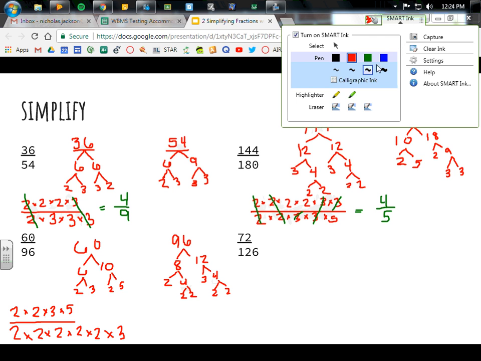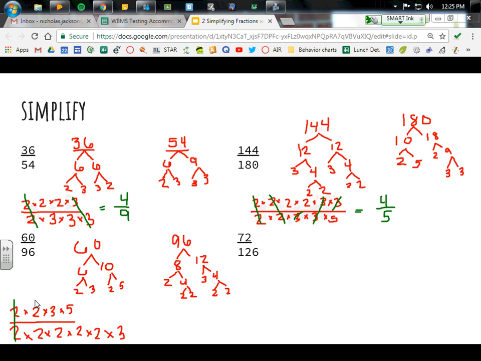All right, cross out the pairs. And we have 5 as a numerator. And our denominator would be 2 times 2 times 2, which is 8. So 5 eighths.